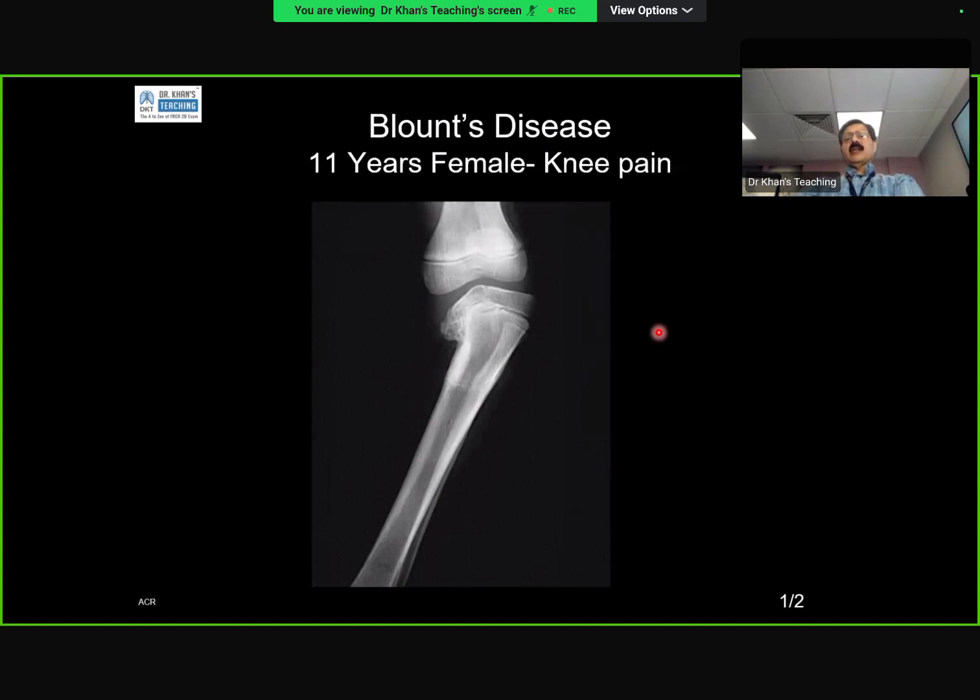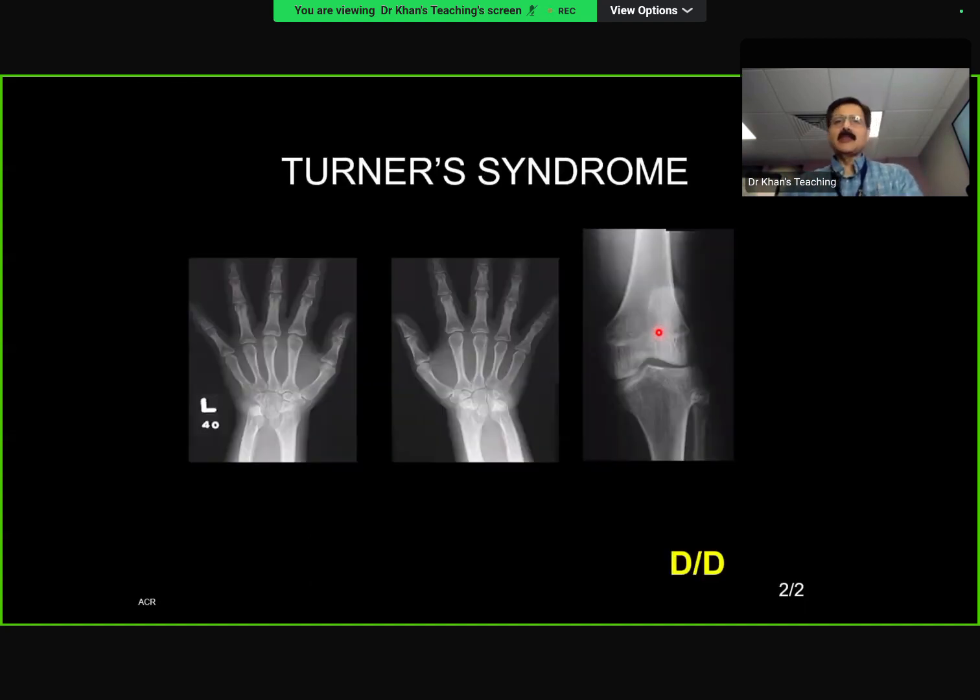Okay, in Madelung deformity, what happens? The inner third of the distal radial epiphysis is deficient. So something like that happens here also. What is the connection between Madelung deformity and Blount's disease for your exam? Hint: both of these can be seen together in a condition. Turner's.